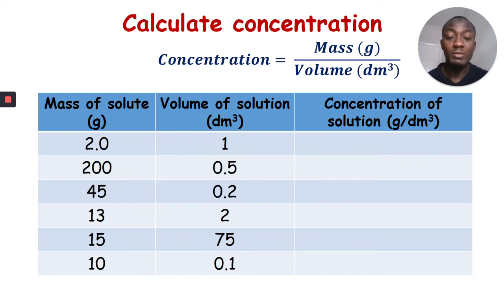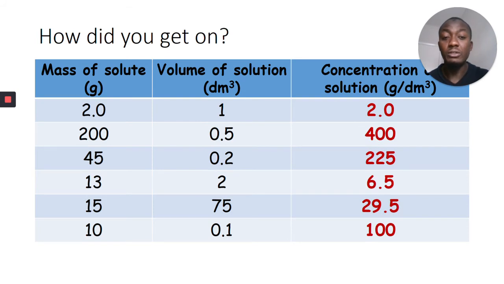Now I want you to practice how to use the concentration formula, mass divided by volume. If you pause this video, this is fairly easy. I just thought I should put this in so you can have a go at calculating concentration. It's simply mass divided by volume, and it should give you the concentration. So pause the video and try this now. Right, if you did, this should be the answer you expect: the mass divided by the volume gives you the concentration in grams per dm cube.